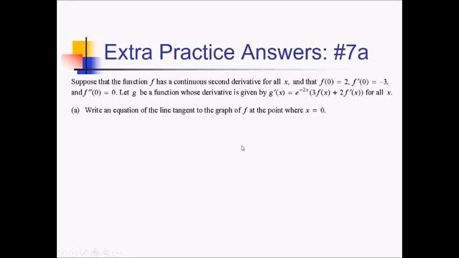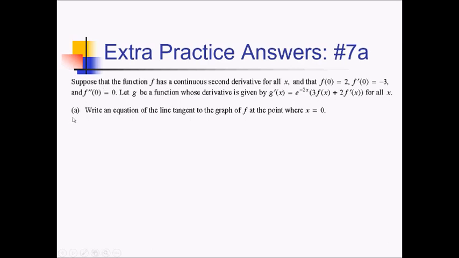On this free response problem, we're given f has a continuous second derivative for all x. f of 0 is 2, f prime of 0 is -3, and f double prime of 0 is 0. So they give us all this information at x equals 0. g is a function whose derivative is given by g prime equals all this crazy stuff that involves the function f. We'll deal with that when we have to deal with it, I guess.